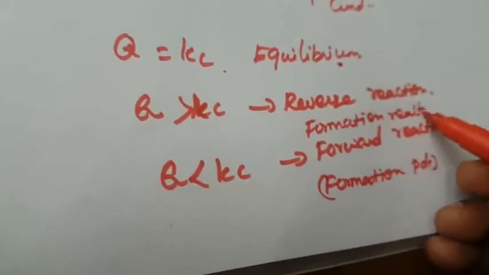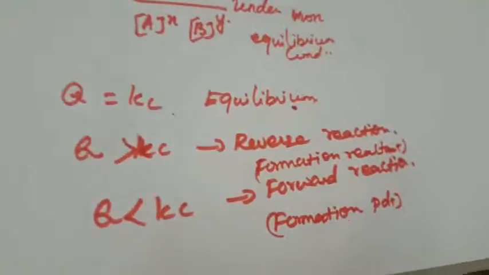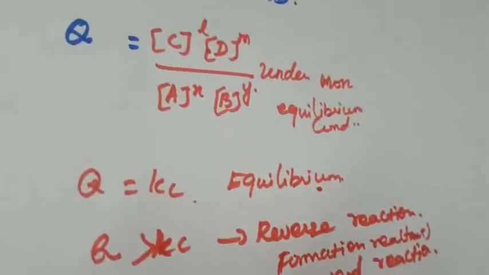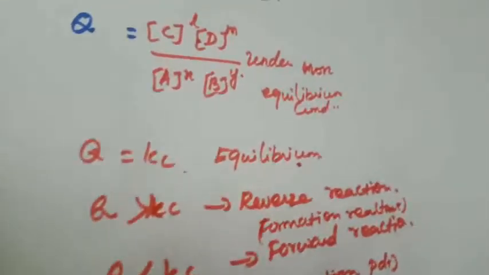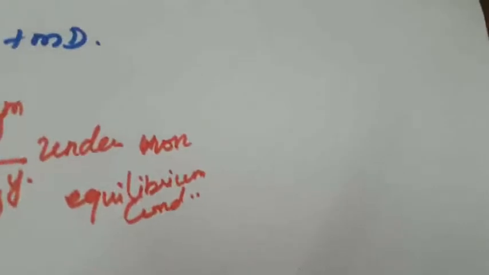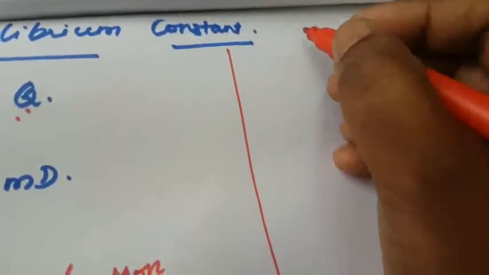Okay, so this is the condition for predicting the direction of the reaction. Next we are going to see the calculation of the concentration of the reactant. There are three derivations also there: how to calculate the Kp and Kc of the given equation, and of the concentration of the reactant and the product.